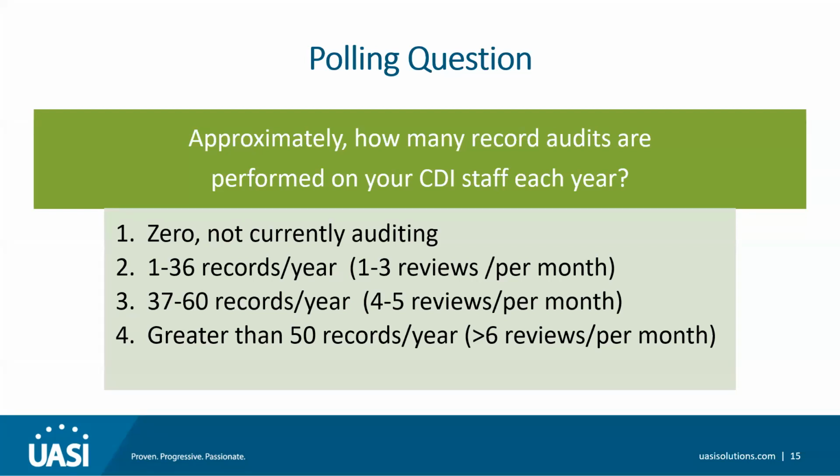Okay, great. So it looks like 1 to 36 records had 39%, 37 to 60 records 29%, greater than 50, 15%, and 17% zero, not auditing at all. It's probably really tough to get to that 50 records per year. So that 1 to 36 and 37 to 60 records per year really is the majority of us. Thank you very much for taking that time for our polling question.